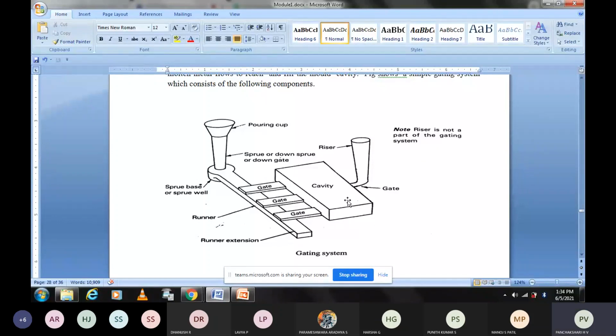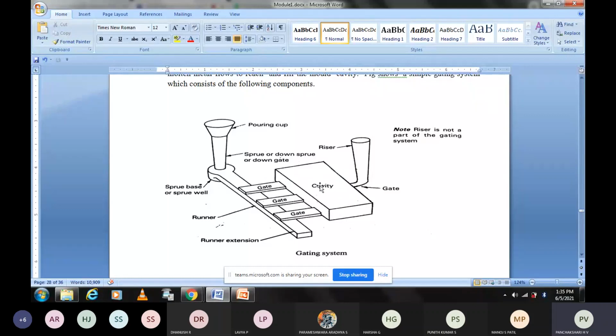Then one more thing is the riser. See here, you can see the riser. What is the function of riser? So first the liquid metal is poured into this basin. It will come down, it will flow through the gate like this. It will flow through the runner like this. And then meantime it enters through the gate like this. And then it fills the cavity, the empty space. So we cannot see this filling. We cannot see whether the cavity is filled or not.